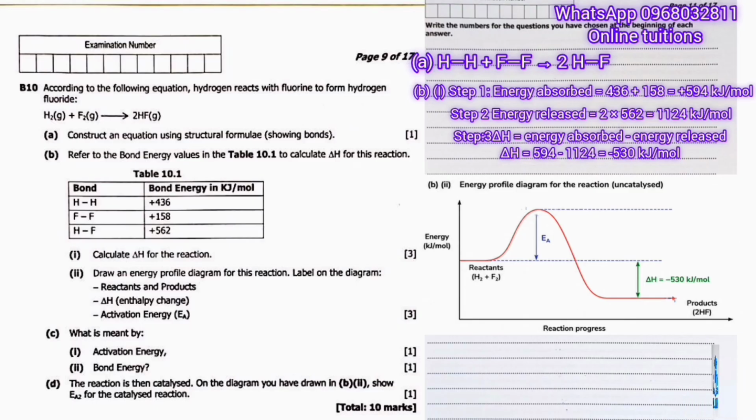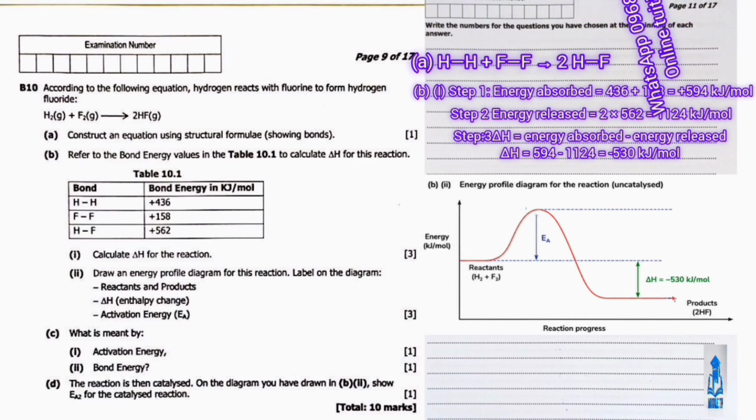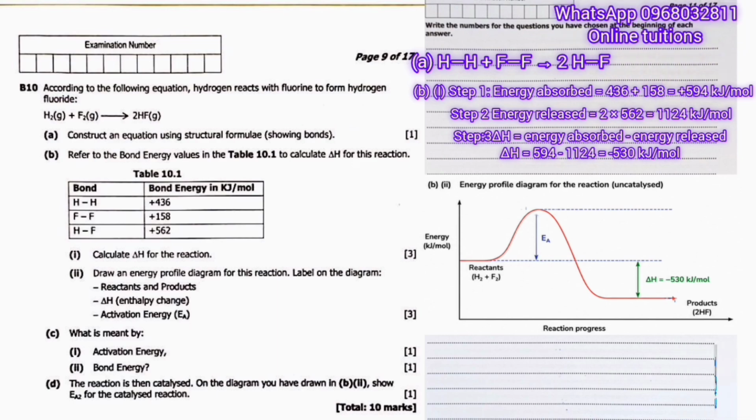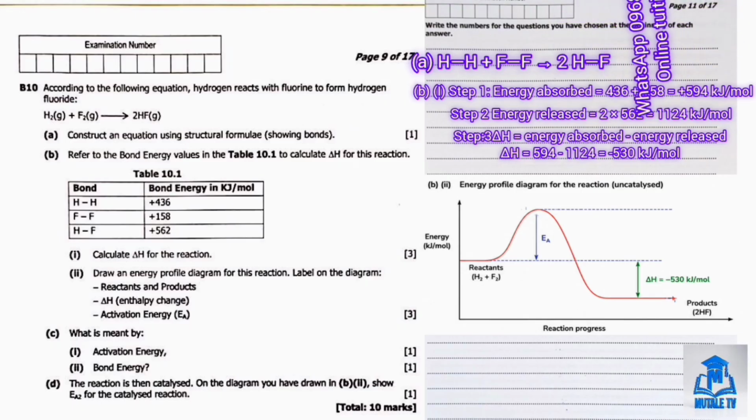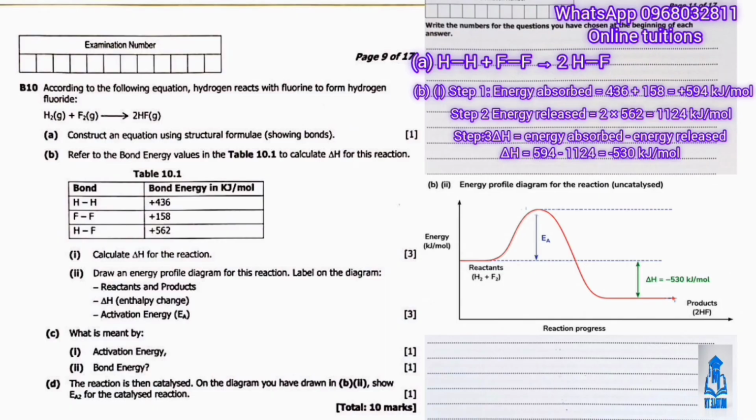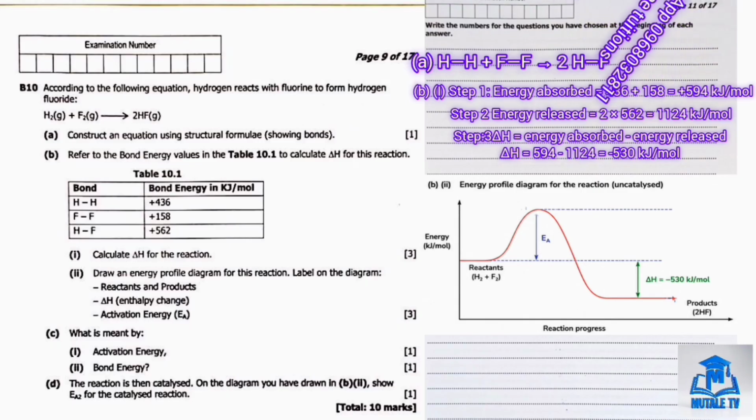Alright, so moving on to the question. The activation energy, which is EA, is labeled as the vertical distance from the reactants up to the peak of the curve. Delta H is labeled as the vertical distance between the reactants' energy level and the products' energy level. In short, the distance between those two is where the delta H is placed.